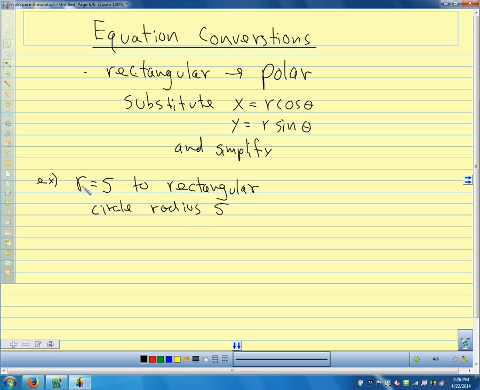And we know that our conversion for polar to rectangular is x squared plus y squared equals r squared. So our equation would be x squared plus y squared equals 25. So that would be our conversion. Now isn't r equals 5 a nicer equation than x squared plus y squared equals 25? Very easy to work with this compared to working with this in a lot of applications.